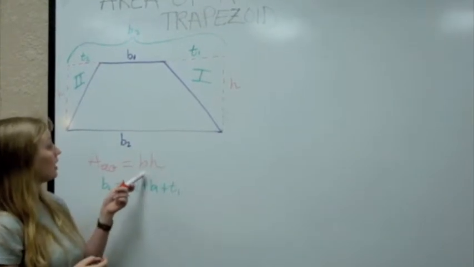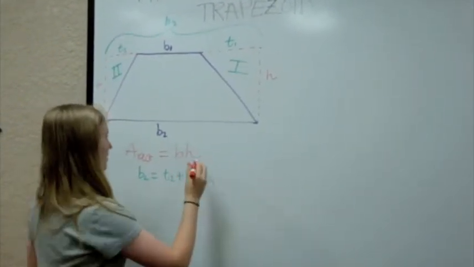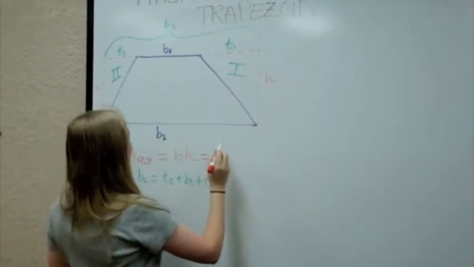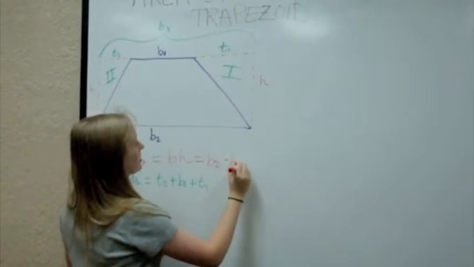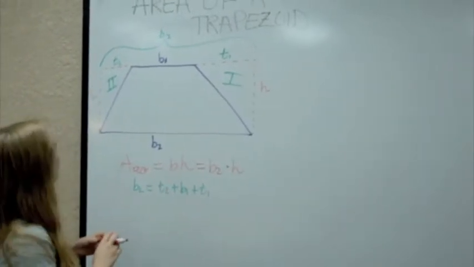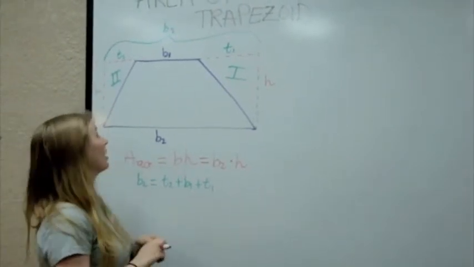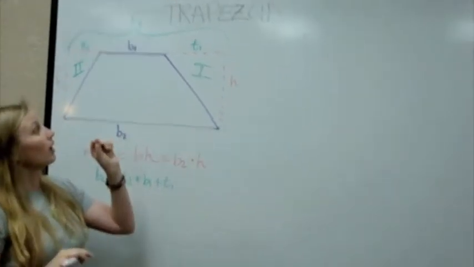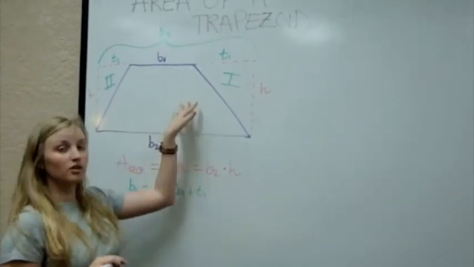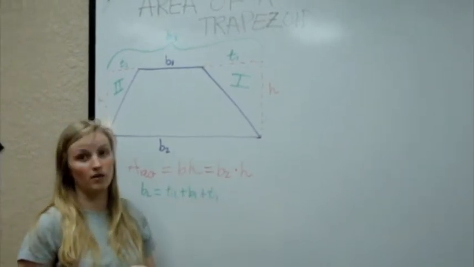So, since we know the area of a rectangle, let's go ahead and find that. The area of this rectangle is B2 times height. But is that the area of our trapezoid? No, it's not. It's actually bigger than the trapezoid. So we need to find out the areas of the figures that we added to the trapezoid to make it a rectangle and subtract them from the area of the rectangle to get the area of our trapezoid.